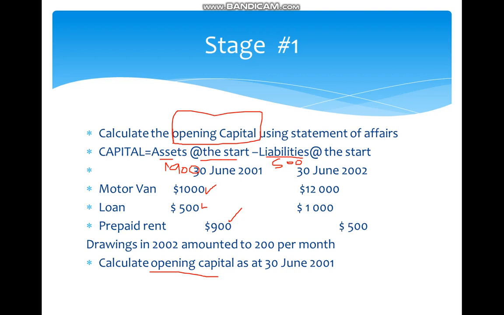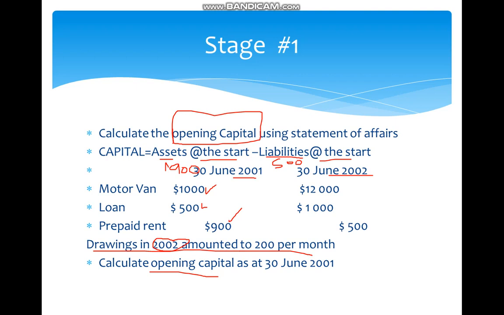This was easy, but what you need to be very careful about is that we use assets at the start of the period and liabilities at the start of the period. The start of the period in this case is 2001, not 2002. There is additional information indicating that there were drawings of $200 per month.